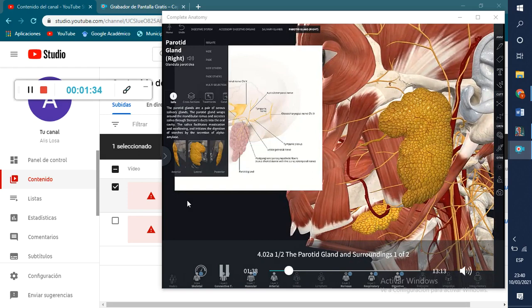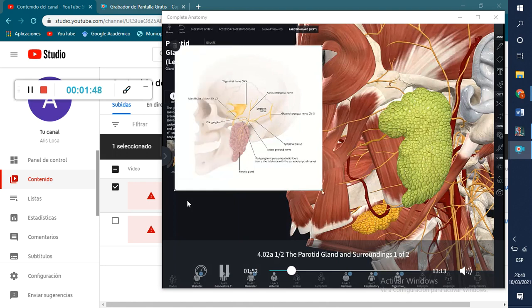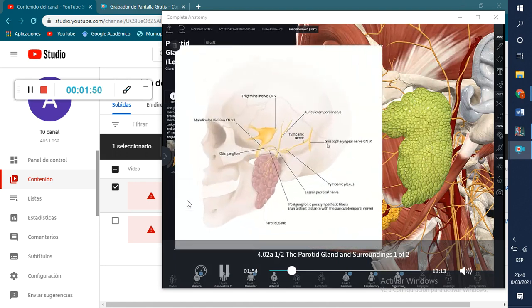Okay? So, in a nutshell, your secretory fibers to the parotid gland will come from parasympathetic components of cranial nerve number 9, the glossopharyngeal nerve. So, if I now have a look at this picture, why don't we see if we can illustrate that? Here is the glossopharyngeal nerve.